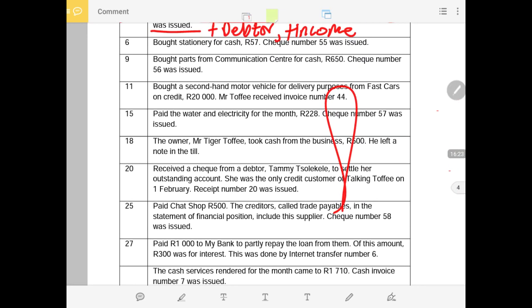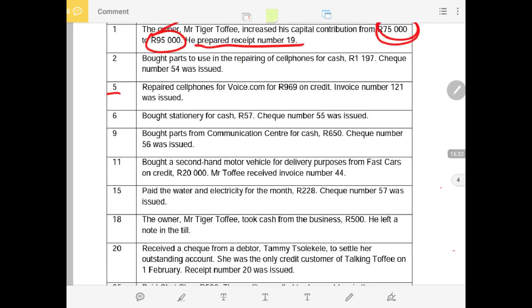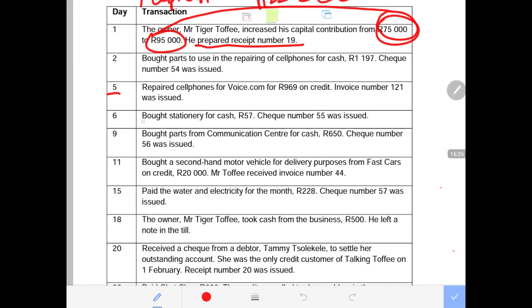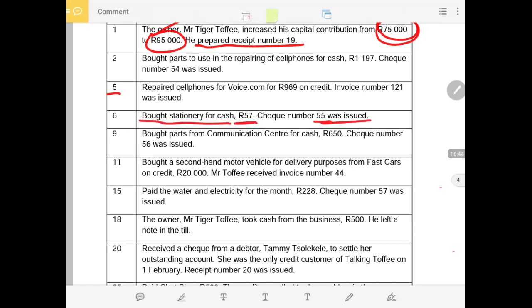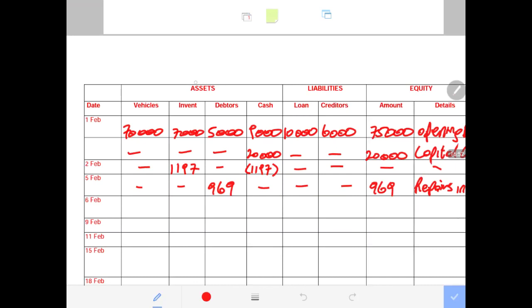Then we go to the next transaction, and the next transaction is on the 6th day of the month. The 6th day of the month says that we bought stationery for cash. 57 rand is the amount. Check number 55 was issued. Now, whenever you buy stationery, you first need to look at your provided information or your provided columns. Under assets, we see that there is no inventory of stationery. Take note of that. There is inventory for the parts that we have, but we don't have an inventory of stationery.